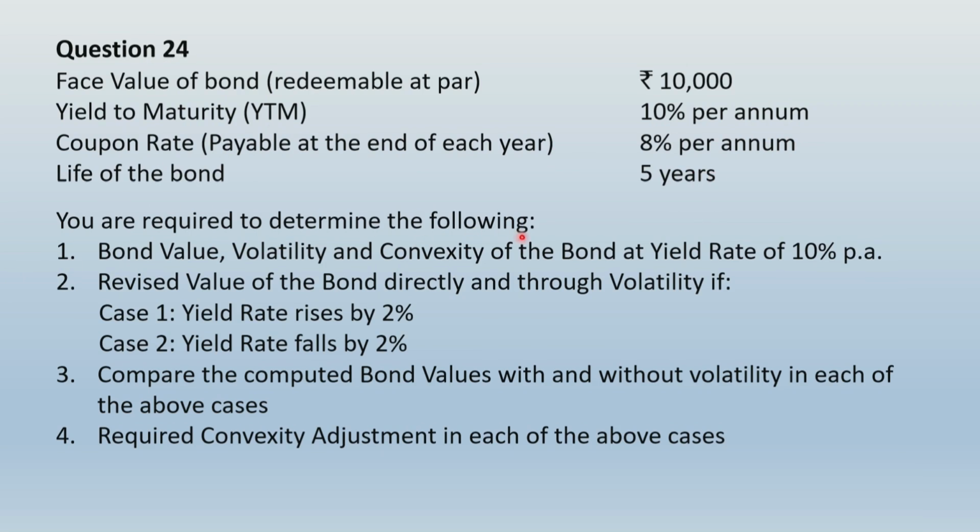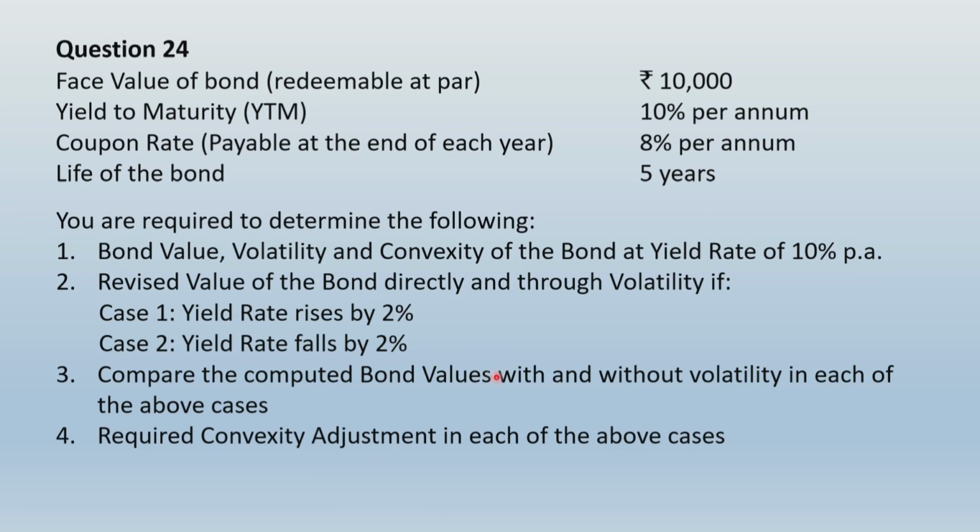You are required to determine the following: bond value, volatility and convexity of the bond at yield rate of 10% per annum, revised value of the bond directly through volatility if in case 1 yield rate rises by 2% or yield rate falls by 2%.